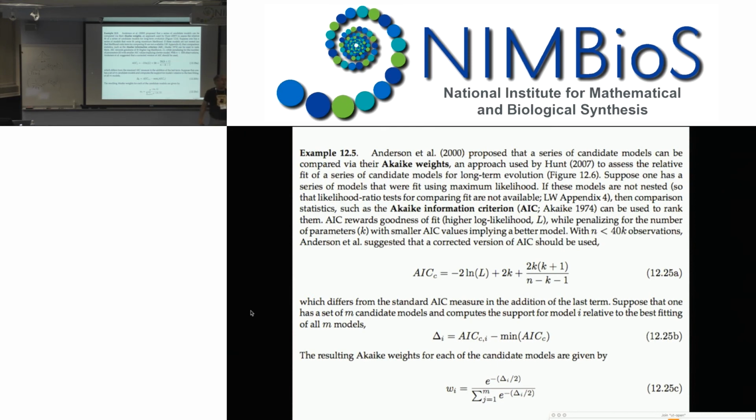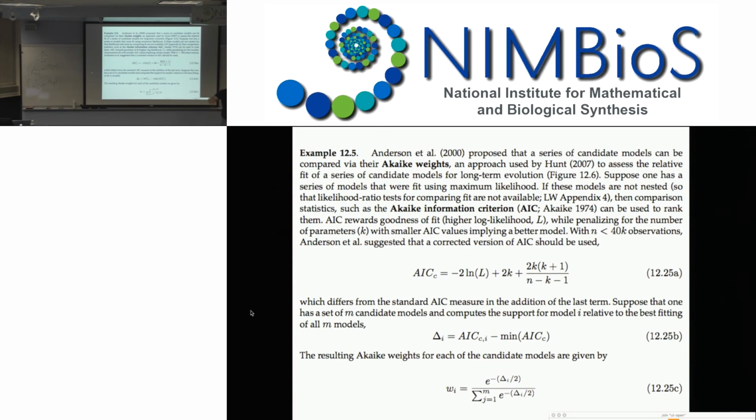AIC and BIC are often used. They often rank models differently. The way to think about them is BIC, if I'm looking at, let's say, 20 different models, if the correct model is one of the ones I'm testing, then with probability 1 for very large sample size, BIC will pick it.